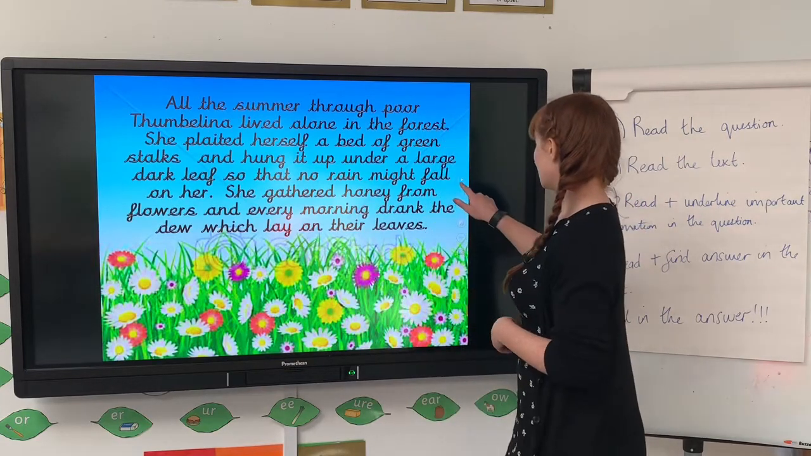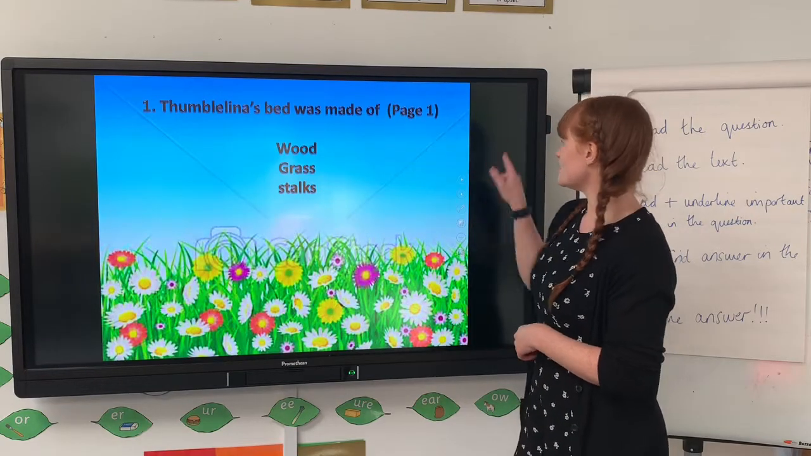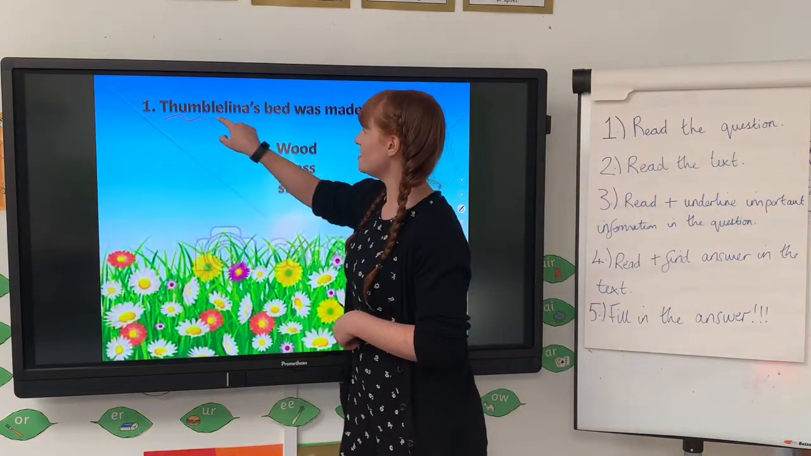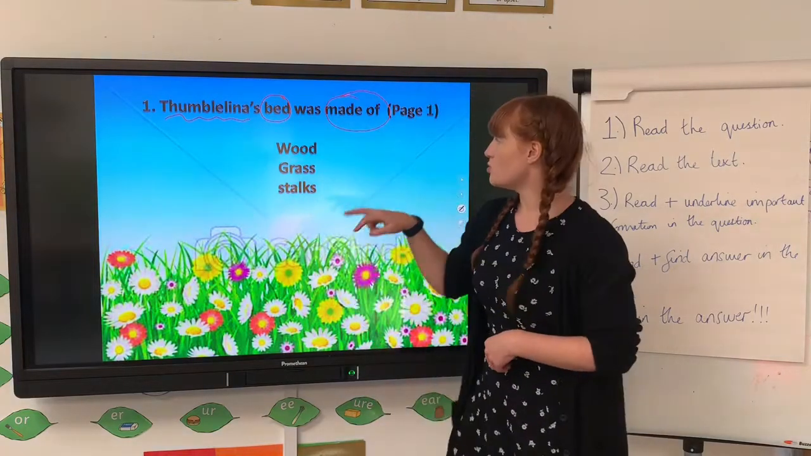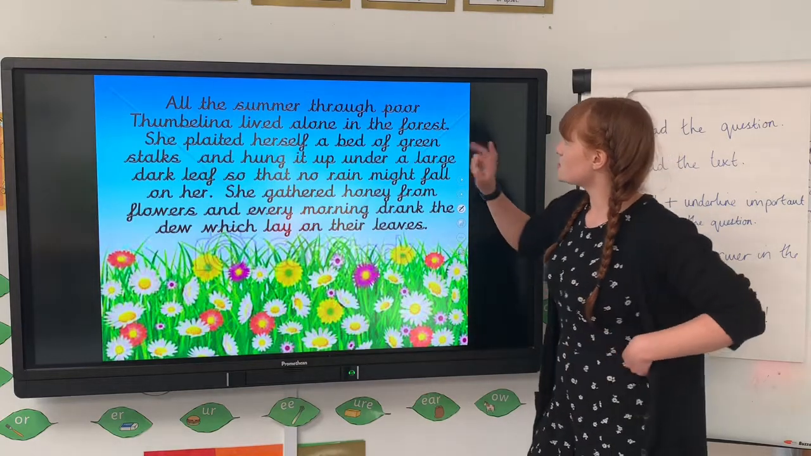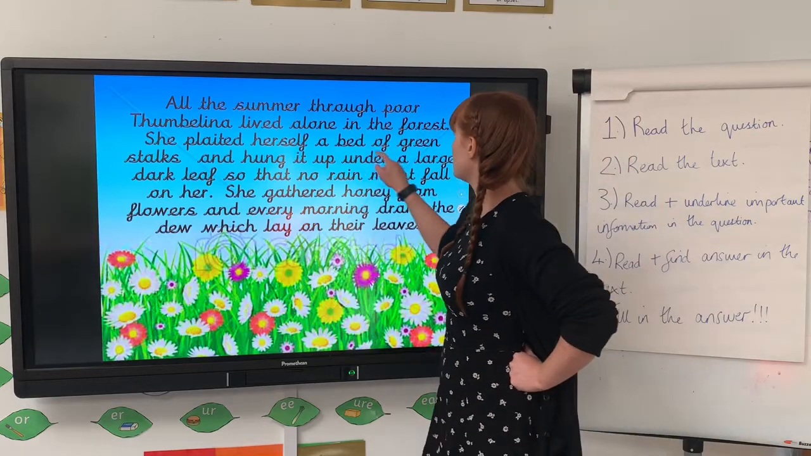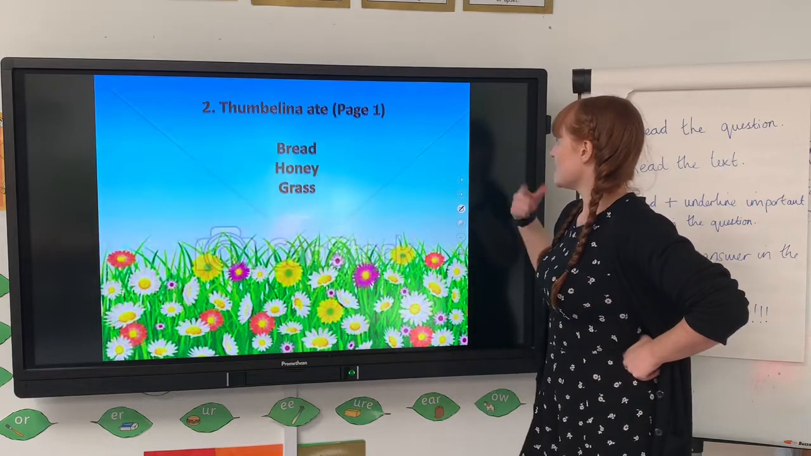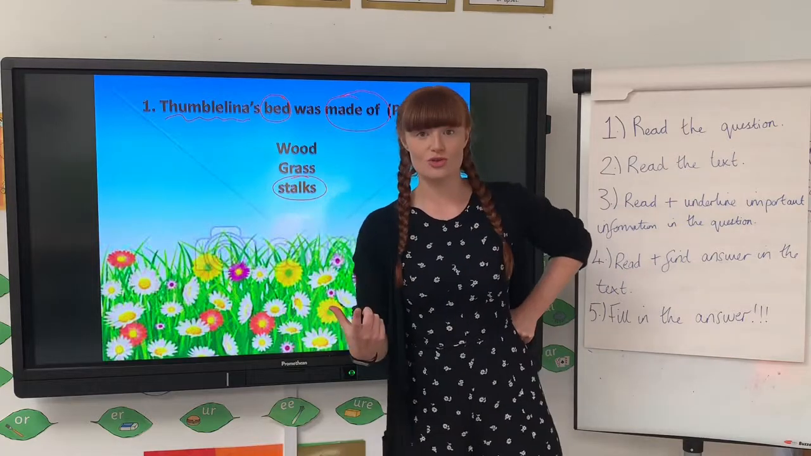So I'm going back now to my question, that says Thumbelina's bed was made of. So I'm looking at Thumbelina's bed and I'm looking at what it's made of. So was it made of wood, grass or stalks? So I'm looking for the section that's talking about her bed. So all the summer through, poor Thumbelina lived alone in the forest. She plaited herself a bed of green stalks. So I know that the answer to that would be stalks.